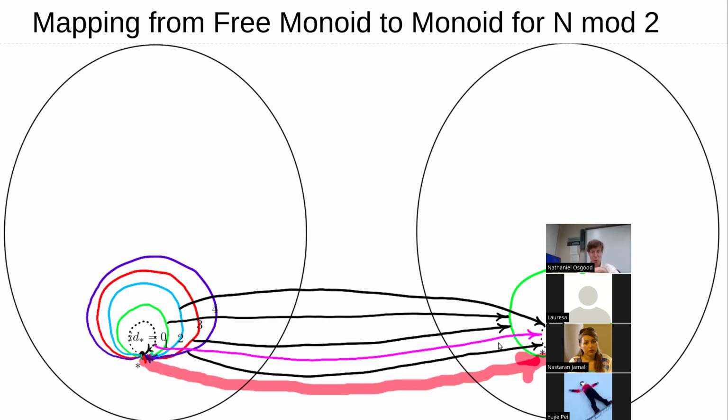So 0 goes to what? 0. 1 goes to what? 1. And then I compose them over here on the right. What do I get? 1. But if I do them on the left, 0 and 1, I get what on the left? 0 composed with 1 is 1. And then I map that over, I get 1. Okay, does that work?